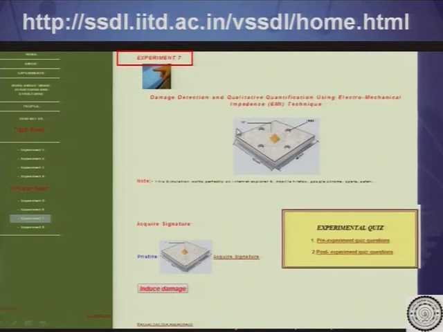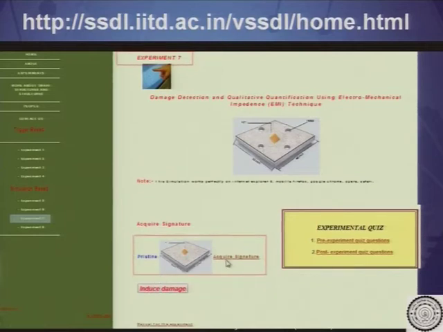In this experiment, we have considered a 2D structure, a plate structure in which we will be acquiring the signature in the undamaged state, and for the damage we have created holes in this 2D plate structure. So, first the user will read the manual of this experiment and perform the quiz. So, first step is to acquire the signature for the pristine stage, that is the undamaged stage.